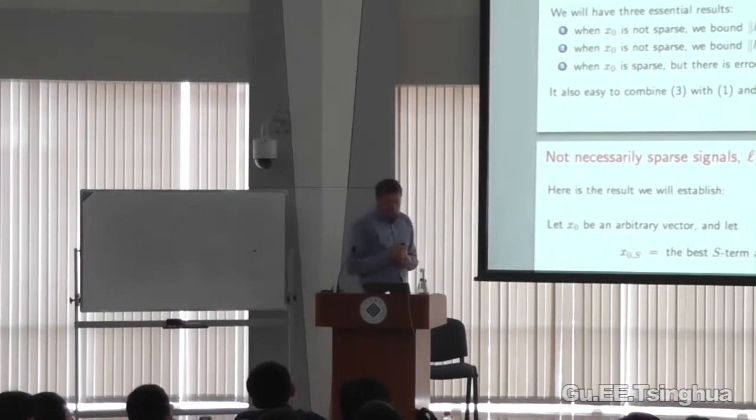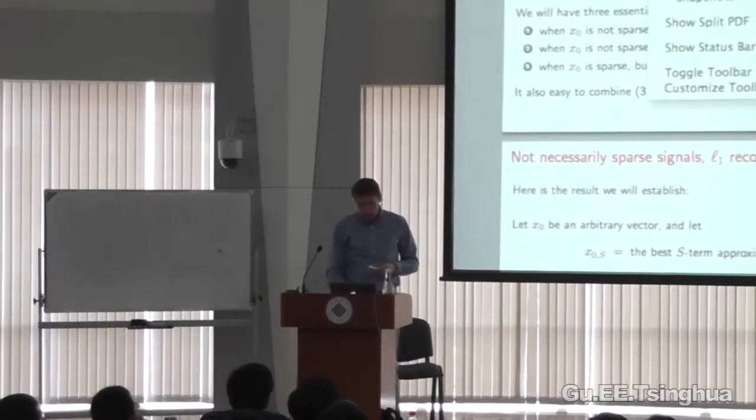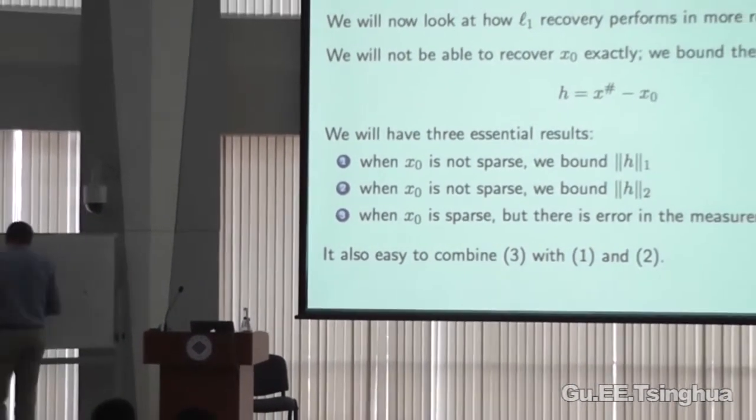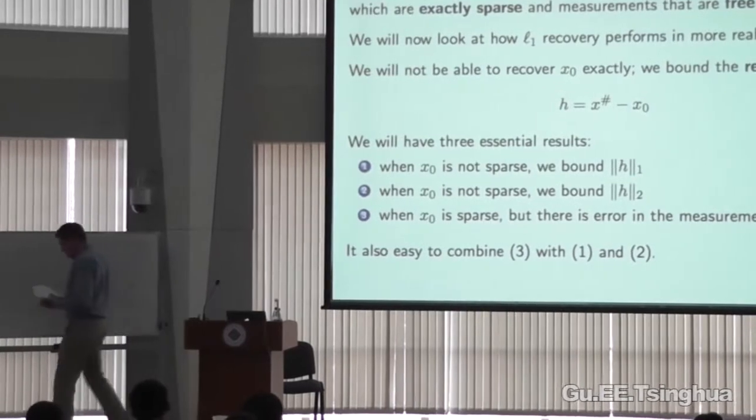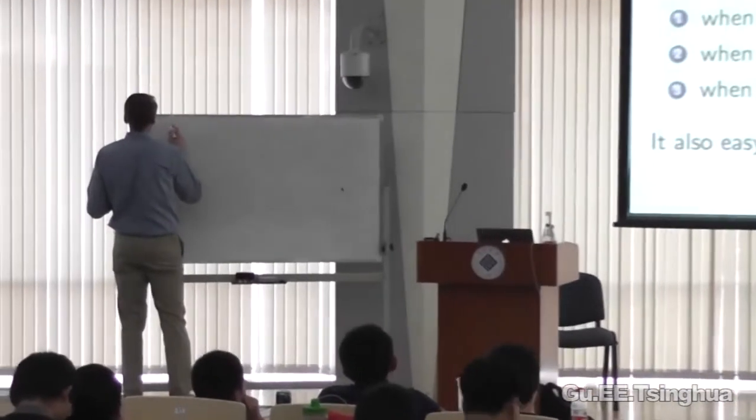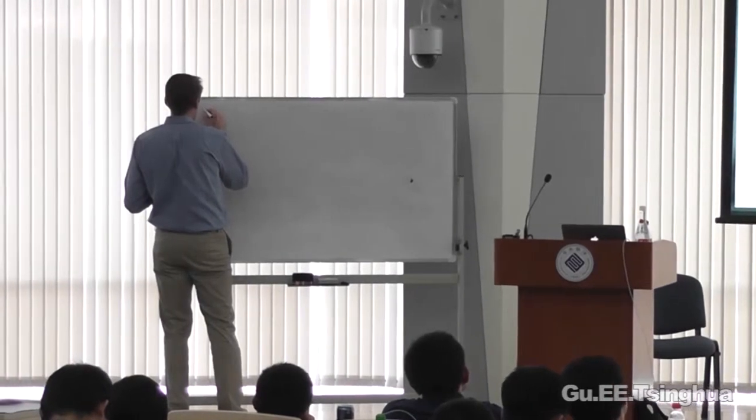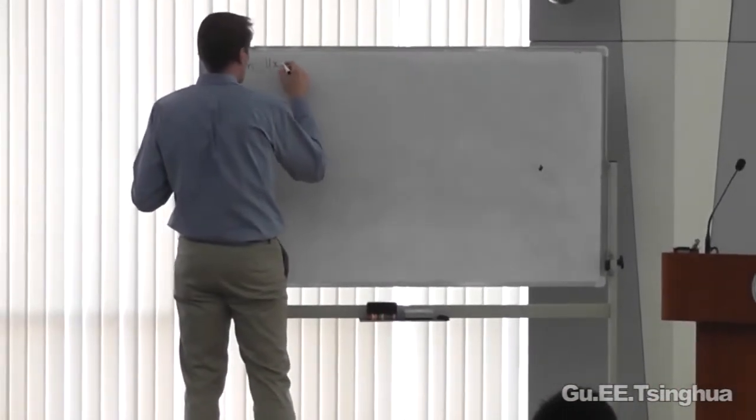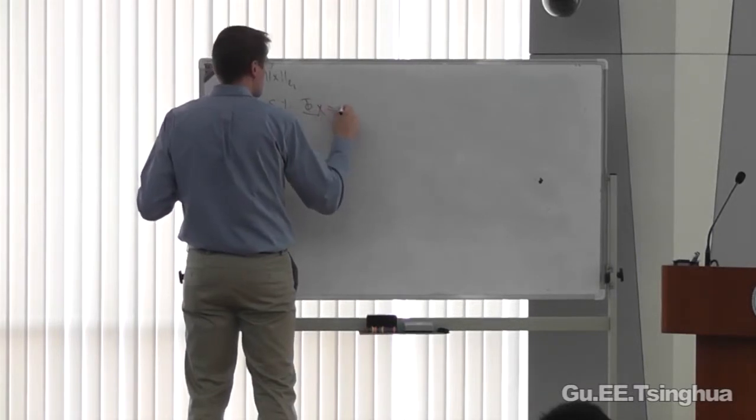Okay, so let me re-summarize what we did last hour, simply because it's going to make a nice starting point for what we do now. So here's what we said. Granted this matrix has a special property, we set up these two things. We look at min over x of the L1 norm of x, subject to phi x equals y.